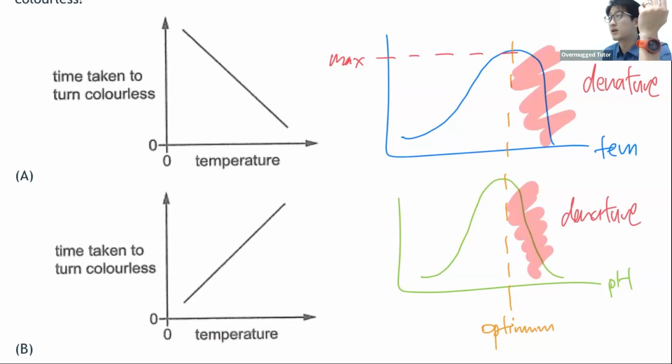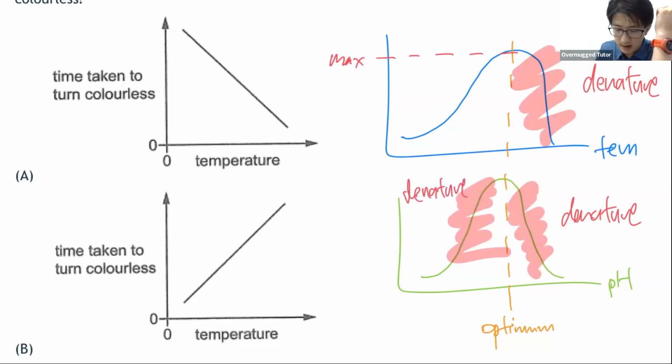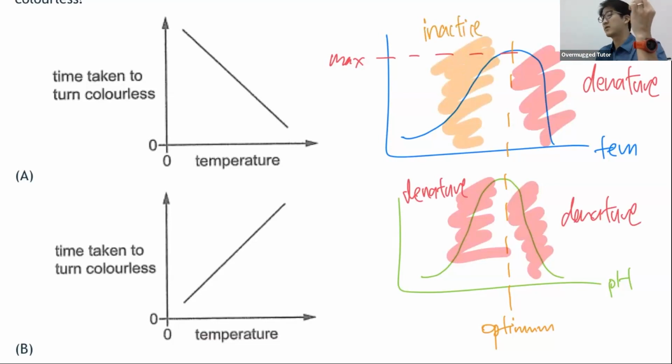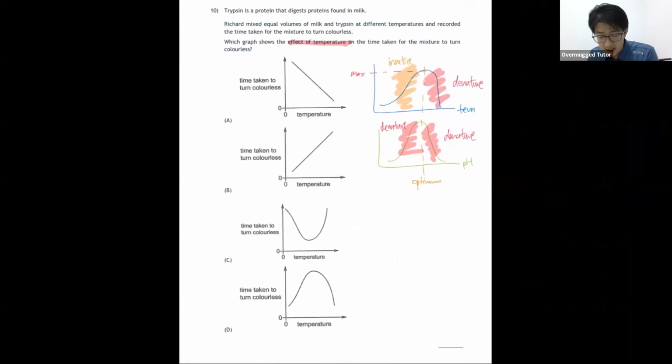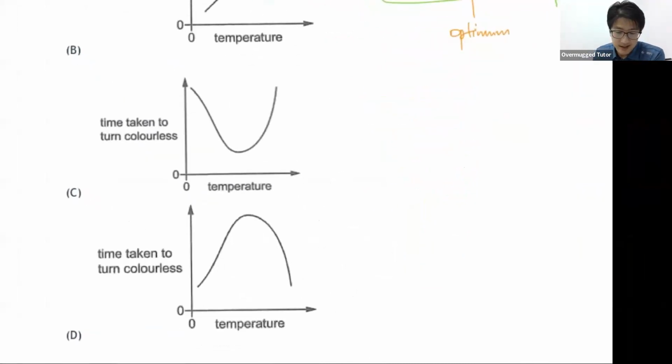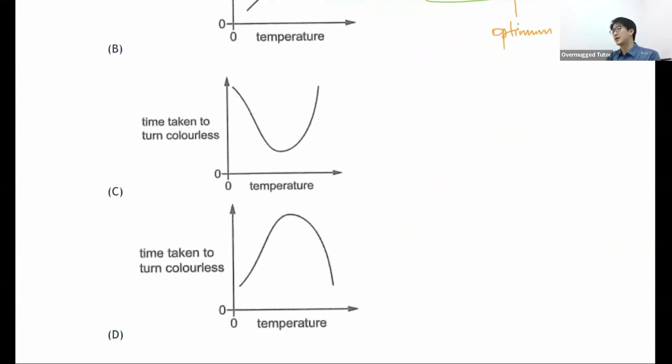The difference lies in the below. For pH, it is still denature. However, for temperature, it's not denature. What is it? Wonderful, really. Okay, inactive. Okay, so that's the difference, Chloe. I hope that rings a bell for you. And hence, Destiny, you chose. The last one is the answer that I hope you will choose for the incorrect one.